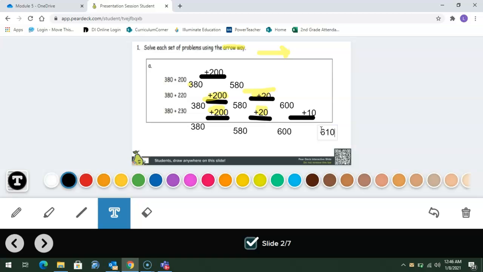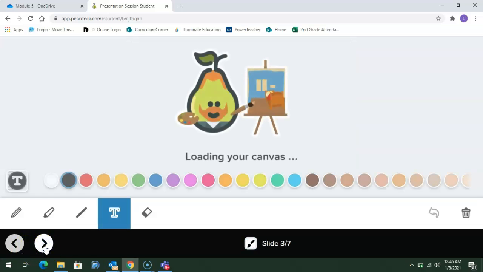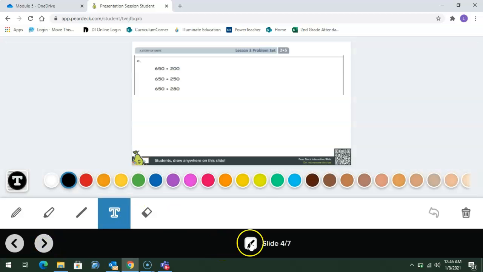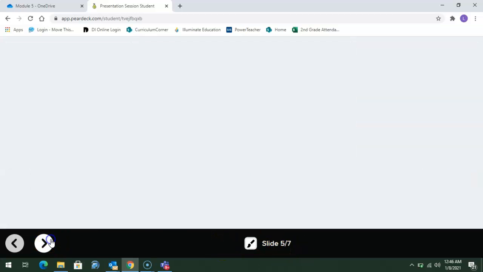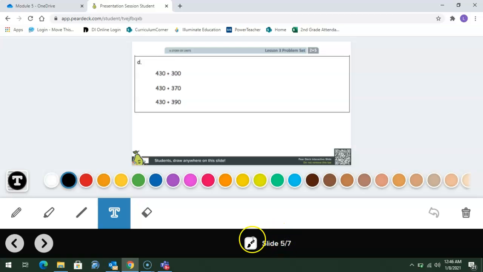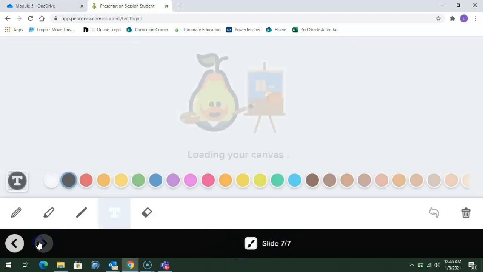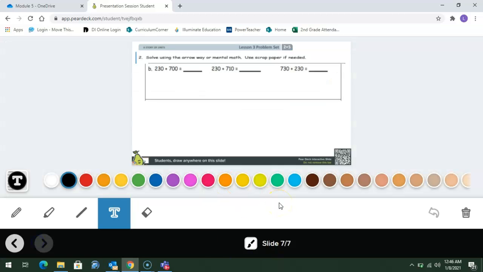Your job is to now work this problem and all the slides. Slide 3, slide 4, slide 5, slide 6, and slide 7 on your Peer Deck.